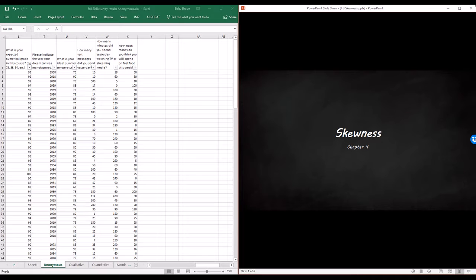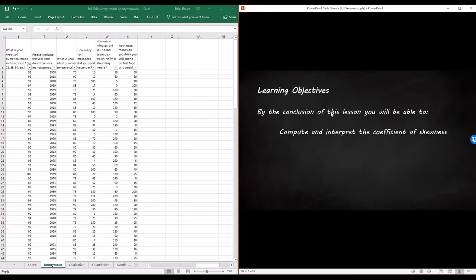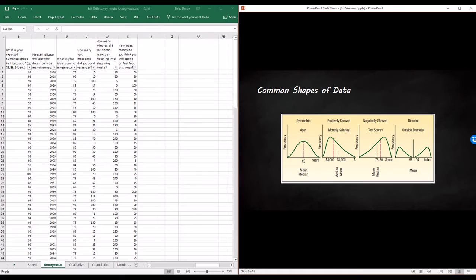Welcome to the lesson on skewness. By the conclusion of this lesson, you're going to be able to compute and interpret the coefficient of skewness. And we're really going to be looking at the whole concept of what is skewness. So when we're talking about skewness, what we're really talking about is the shape of data.